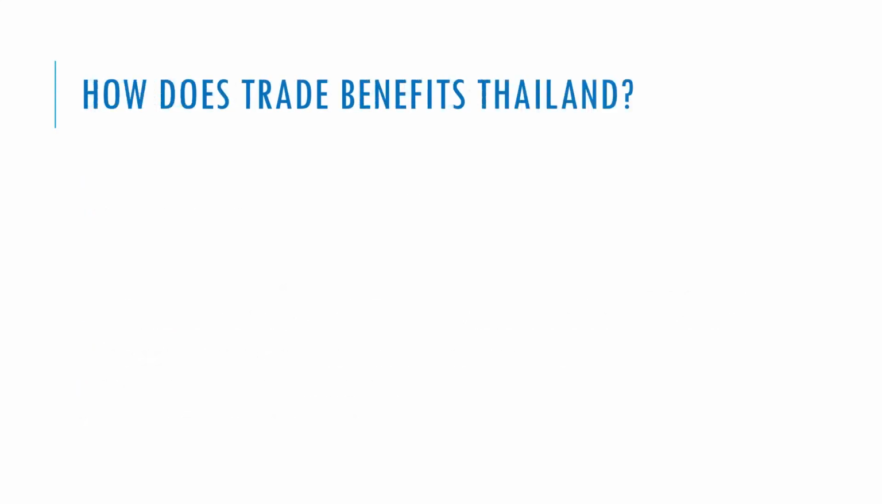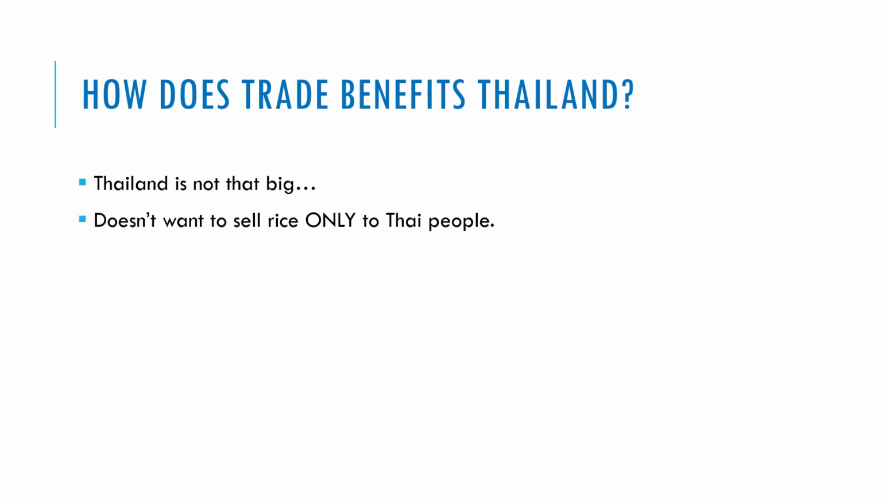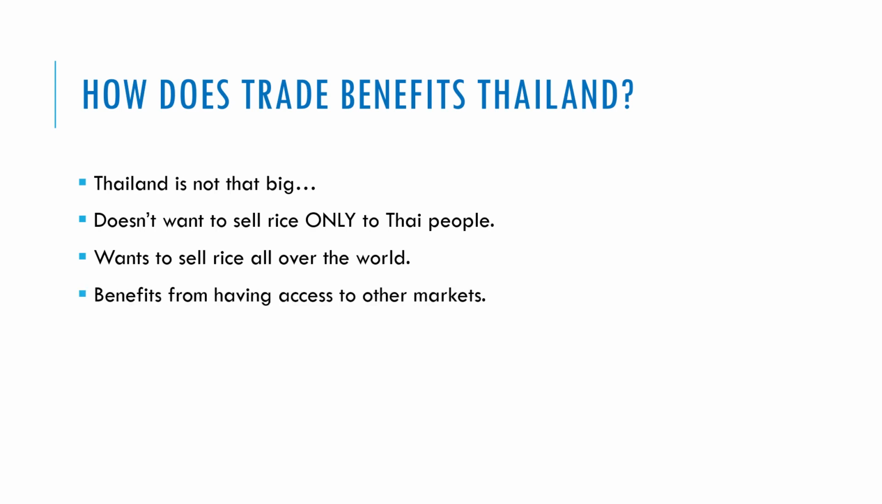Let's talk about how trade benefits Thailand. Thailand's not that big, right? It's a fraction of the United States. And of course, Thailand doesn't want to sell rice only to Thai people, right? That'd be a lot of people, but there's a whole lot of other people in the world. So clearly Thailand wants to sell rice all over the world. That means they need other markets.